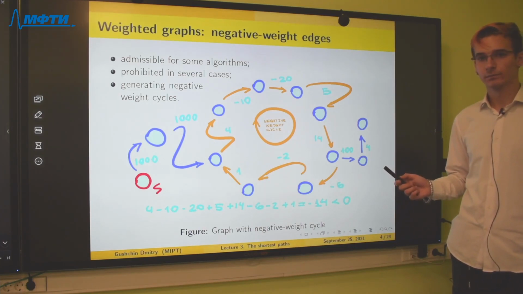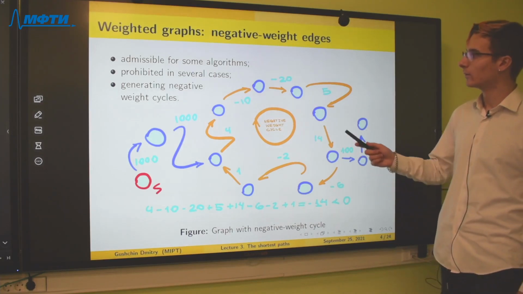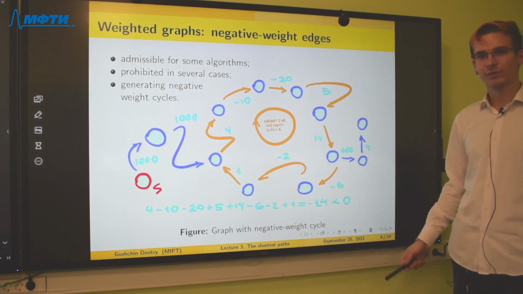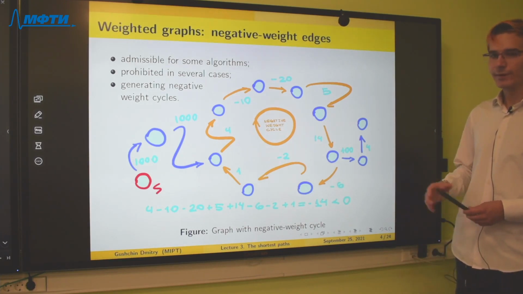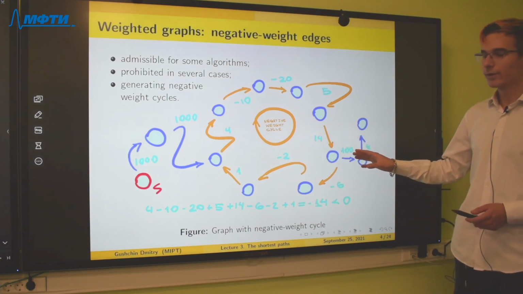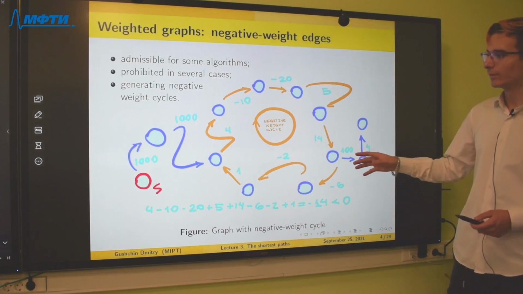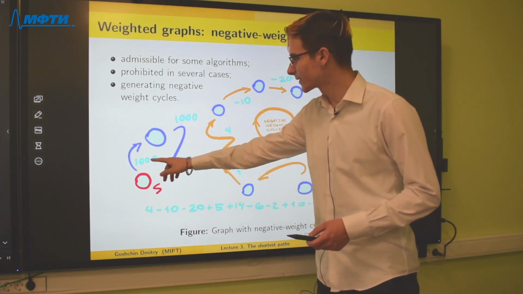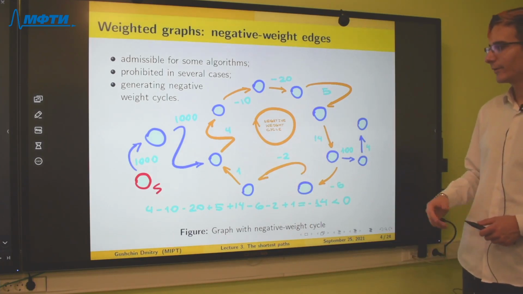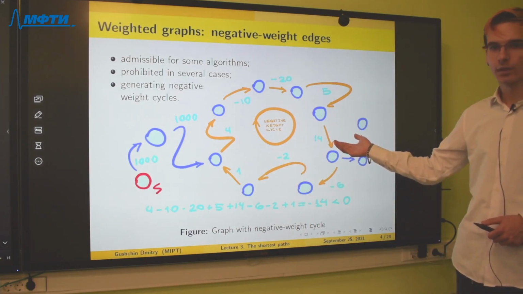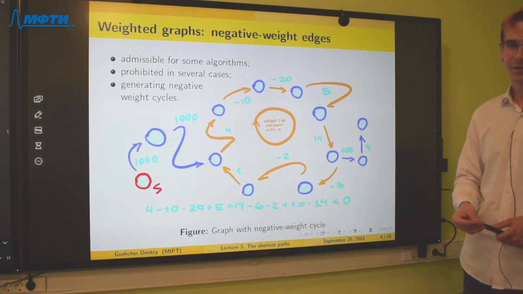If we have a negative weight cycle, we cannot solve the problem of finding shortest paths between S and other vertices. But if we have a graph without a negative weight cycle, we can solve it, and we need to solve it.